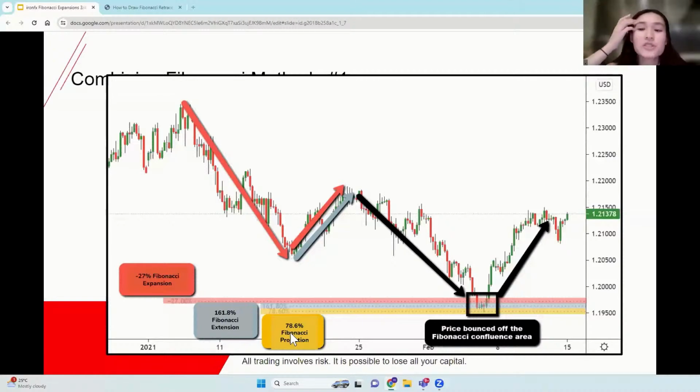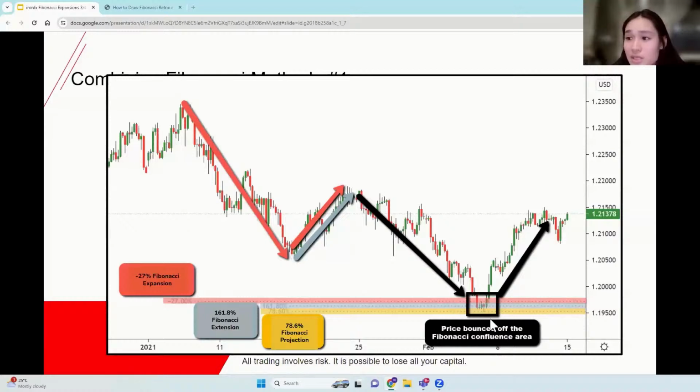For projections, we'll touch a bit more on that next week. But really briefly, for projections, we are also looking for flash or lightning bolt shapes. Typically, projections can be used with expansions quite a lot of the time. For projections, we are looking at 61.8, 78.6, and 100% levels. In this case, we see a 78.6% Fibonacci projection that lines up with all these other two levels.